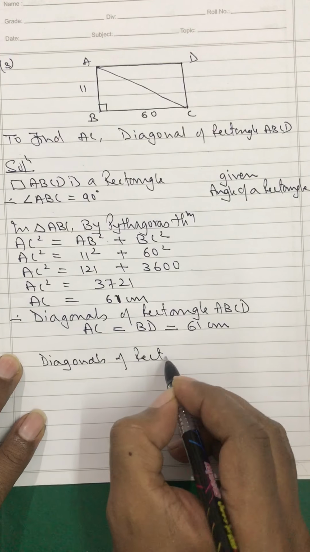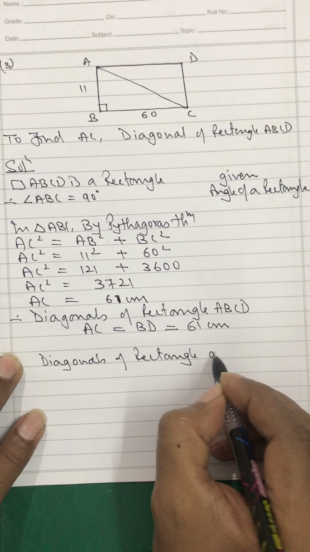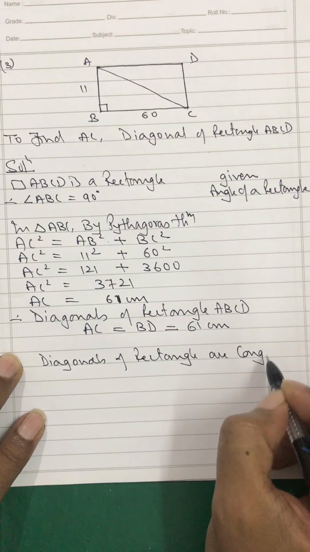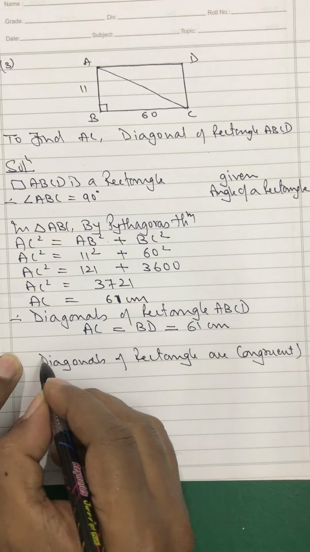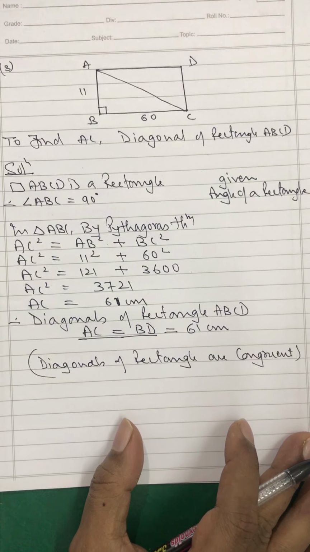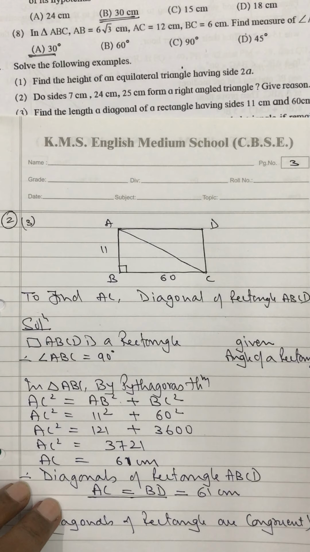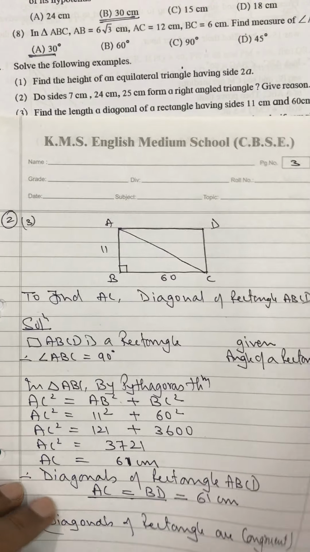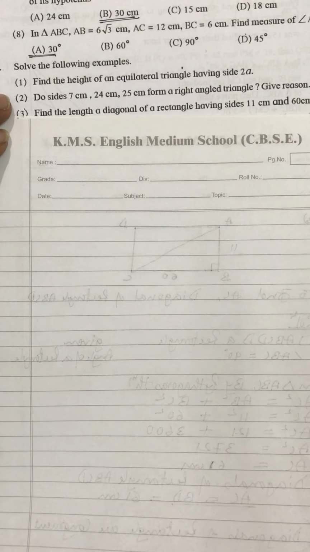Diagonals of a rectangle are congruent. That is the reason AC is equal to BD. Otherwise, why would AC be equal to BD? Fine. So this is over, my dear students. So with this, we go to the next question. That is question number 4.